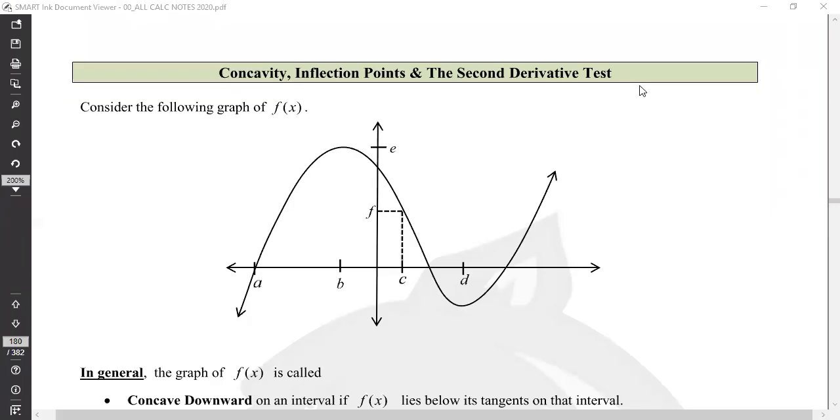All right, here we go. We're on page 180 or so of your workbook, depending on which version of the workbook you have. Today we're going to get through concavity, inflection points, and the second derivative test all together here.